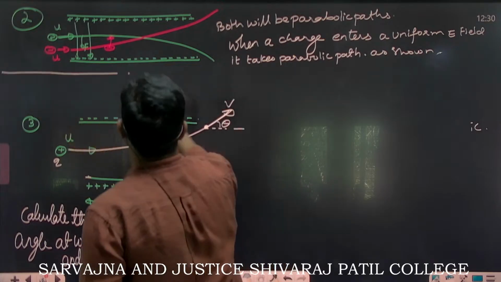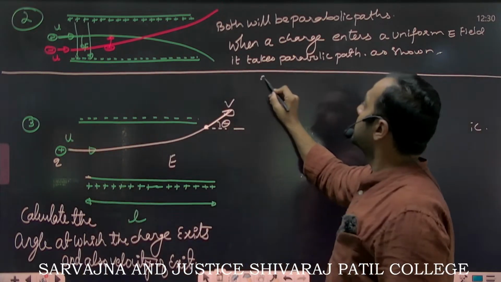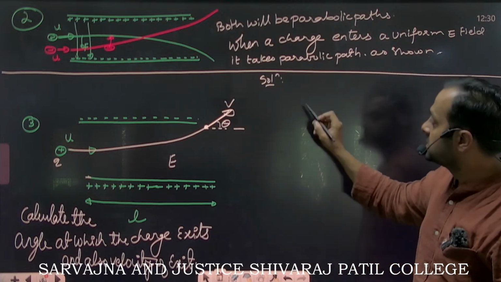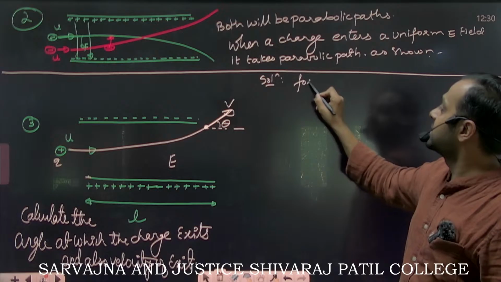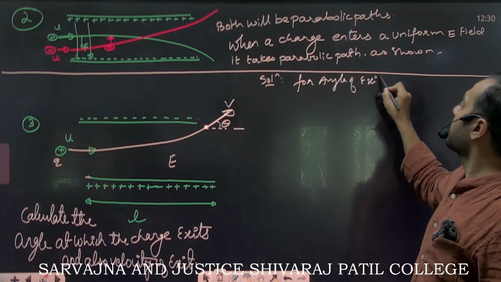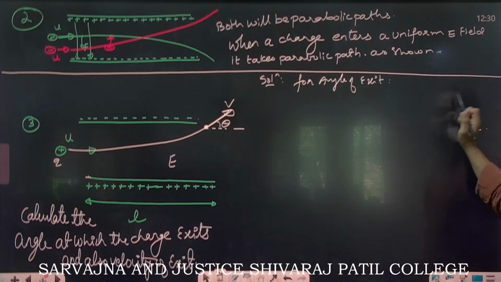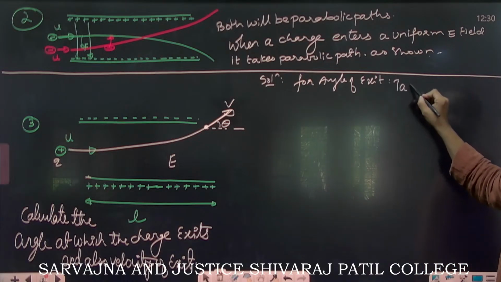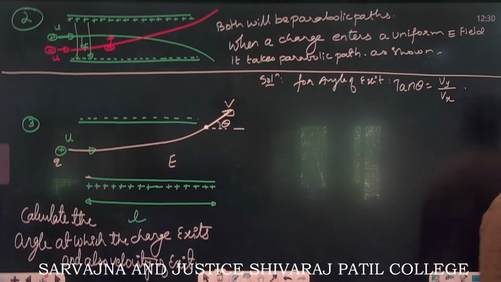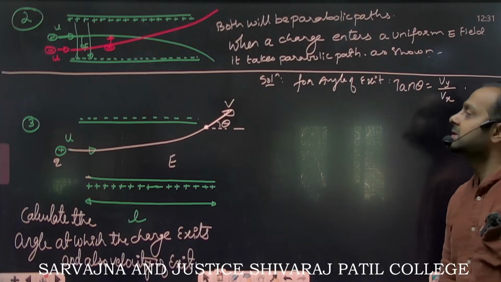Now, for the angle of exit, what do you calculate? You simply use this: tan theta is equal to Vy divided by Vx. Tan theta is simply equal to Vy divided by Vx, very similar to projectile motion.